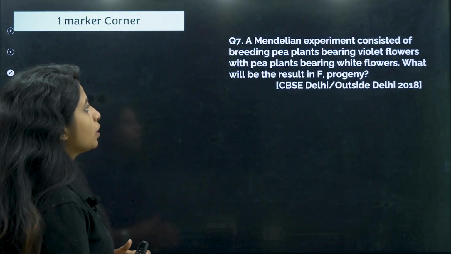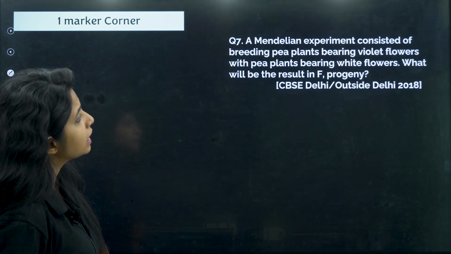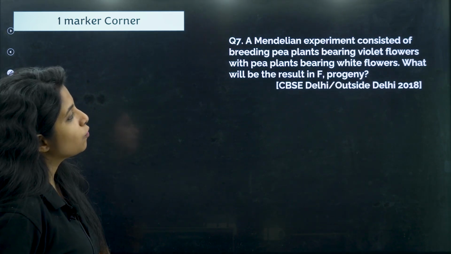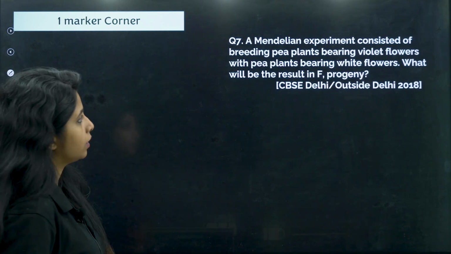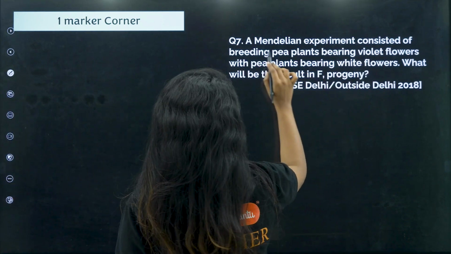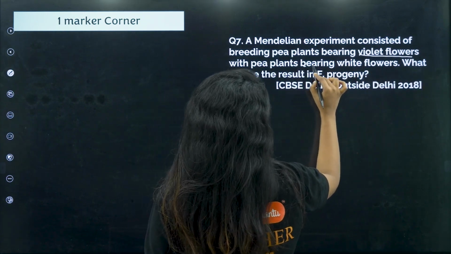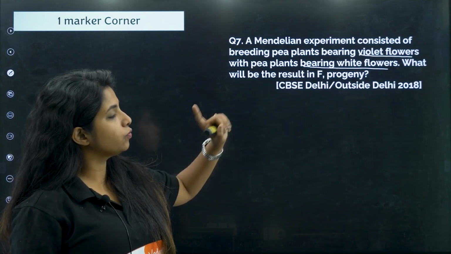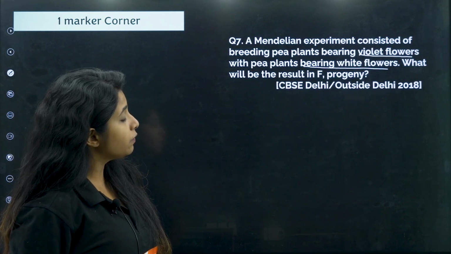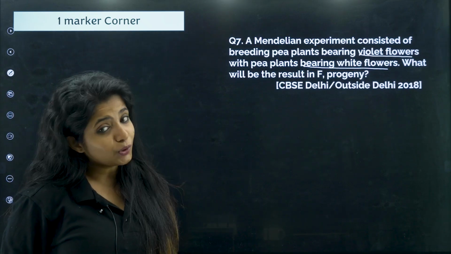Okay, now question number 7. It's a 1-marker question. A Mendelian experiment consisted of breeding pea plants bearing violet flowers with pea plants bearing white flowers. In an experiment, I did cross violet flowers with white flowers. What will be the result in F1 progeny? So if you know, you know.